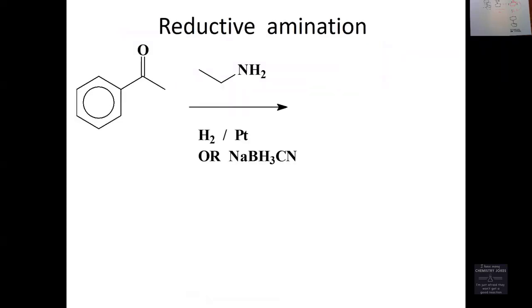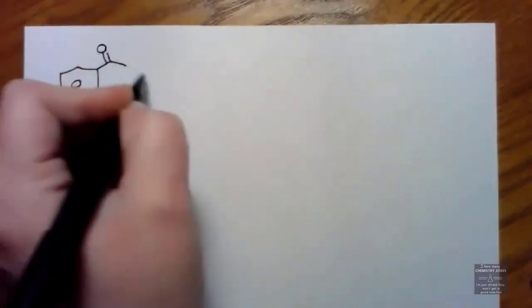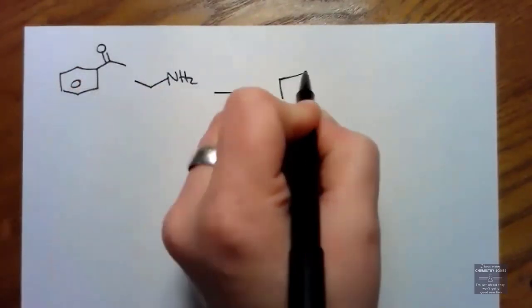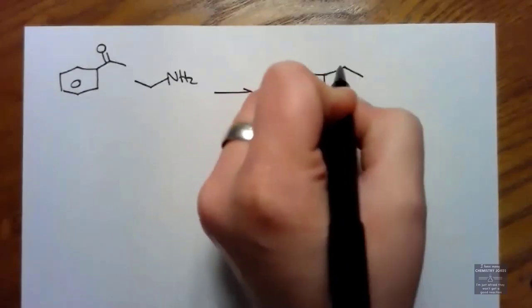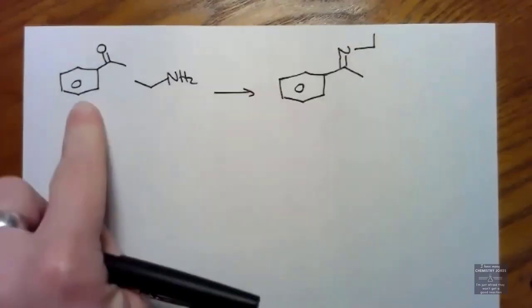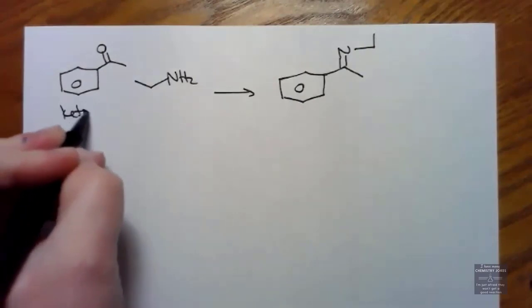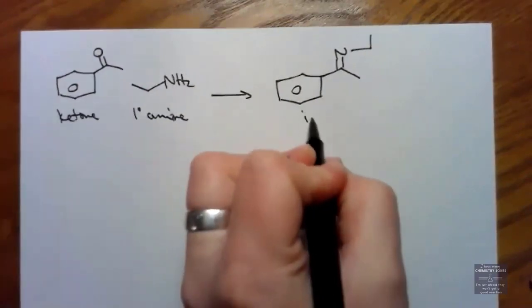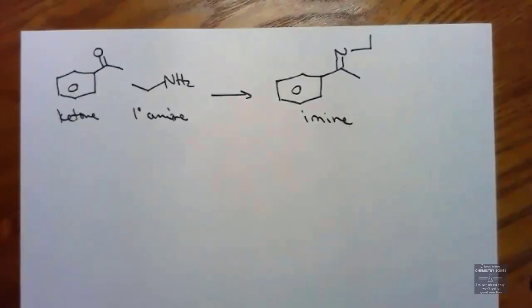One more thing about a lab we're going to miss. Let's draw this one and talk about it on paper. We're not going to draw a whole mechanism for this one, but we're going to talk about some details anyway. If I combine a ketone and a primary amine, I end up making an imine when those two things are in solution together.